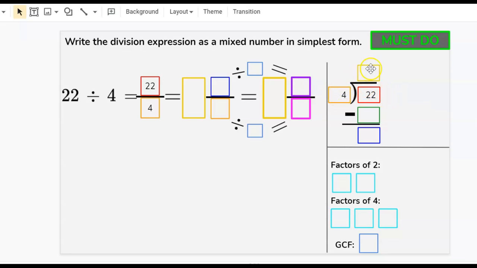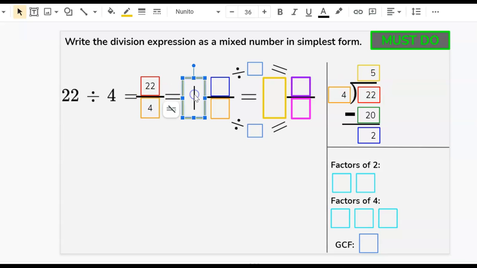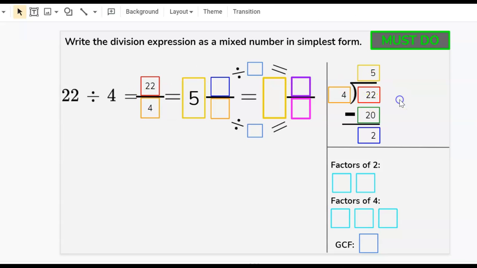22 divided by 4, I can make 5 whole groups of 4. 4 times 5 is 20, so that's what I subtract here. And I have 2 left over. Once I have divided here, I can see what my mixed number is going to be. I could make 5 whole groups of 4 right here. So 5 is my whole number. When we did that, we had 2 left over.